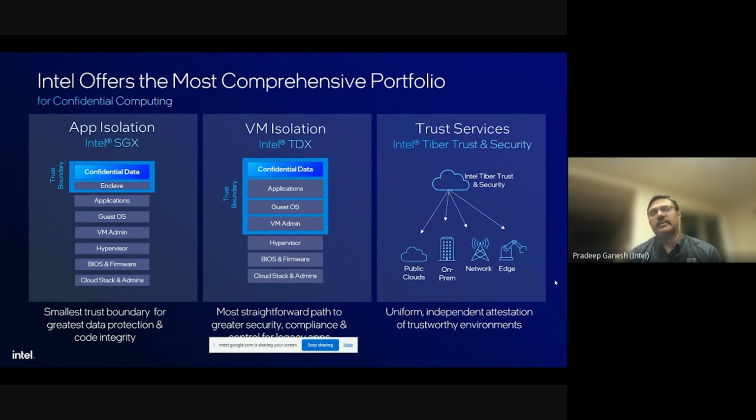And then if you want independent attestation of your services, especially if you have records which need to be third-party audited, Intel provides trust services through Intel Tiber Trust and Security.